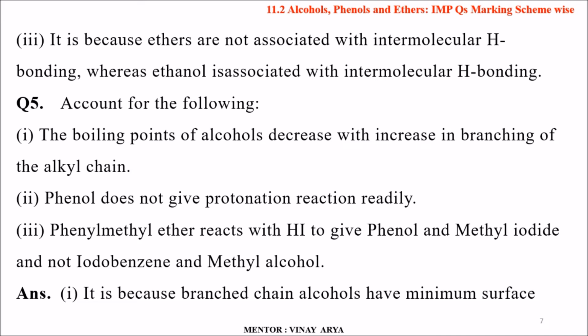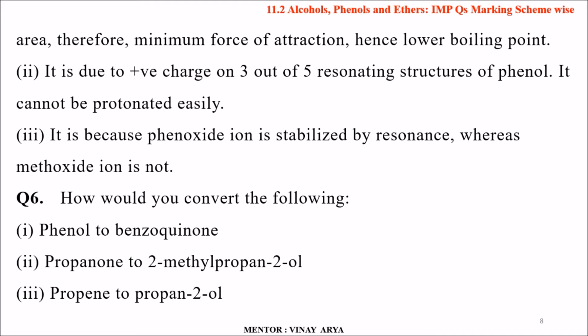So the answer to the first part is because branched chain alcohols have minimum surface area, therefore minimum force of attraction, hence low boiling point. Second part is due to positive charge of 3 out of 5 resonating structures of phenol. It cannot be protonated easily. Third, it's because phenoxide ion is stabilized by resonance, whereas methoxide ion is not.